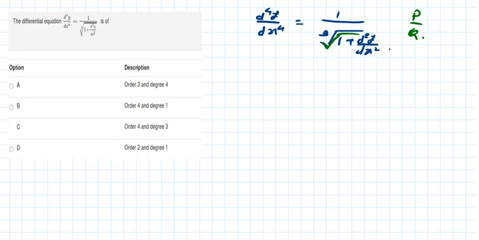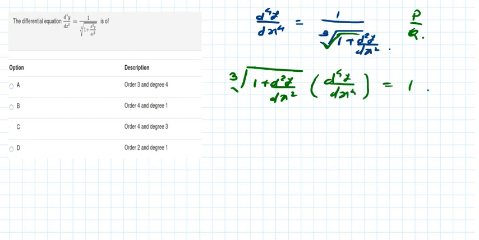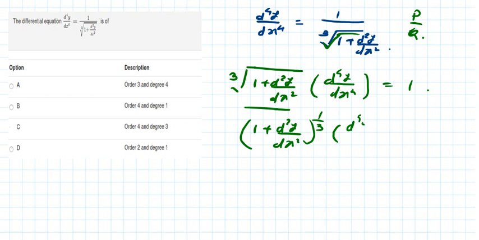So what we will do, we will take this denominator term to the left side. So this will be third root of 1 plus d2y by dx square into d4y by dx raised to 4 is equal to 1. So this term, third root of 1 plus d2y by dx square, means this will be d2y by dx square raised to 1 by 3 into d4y by dx raised to 4 is equal to 1.